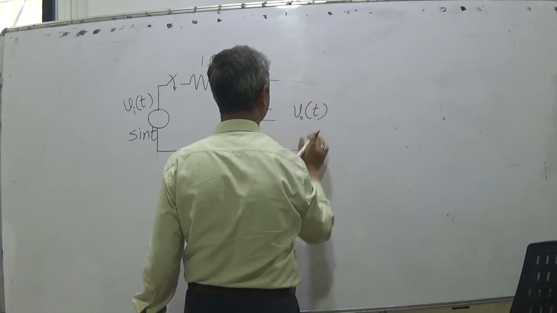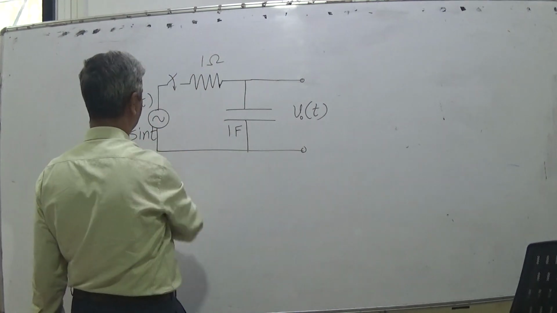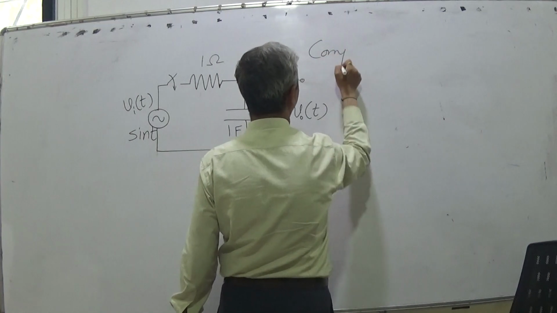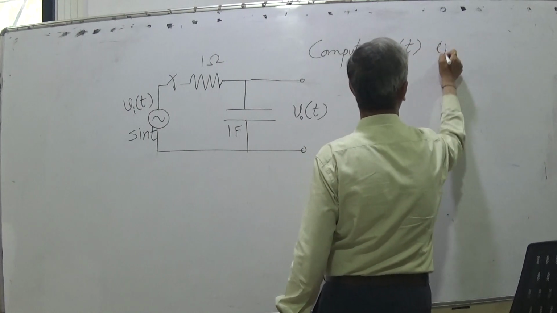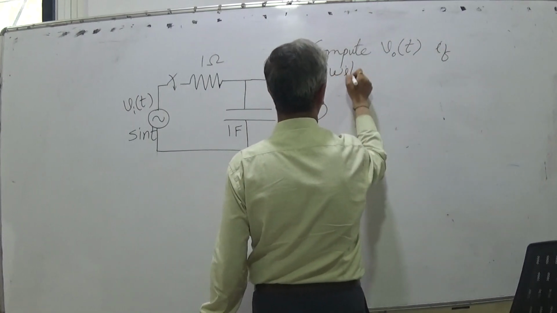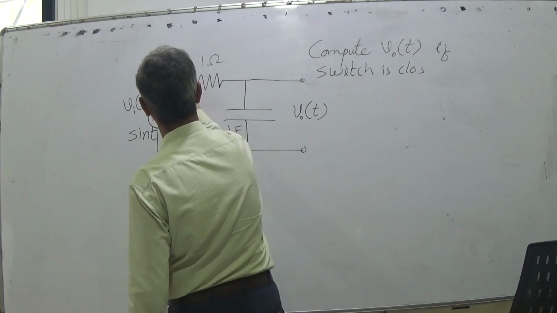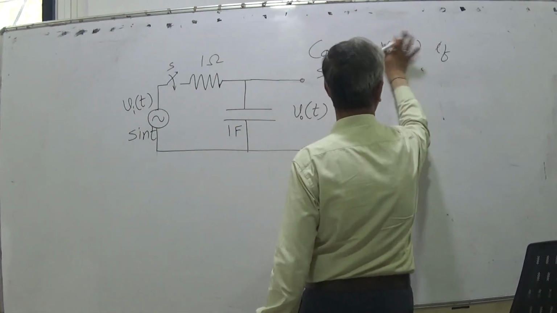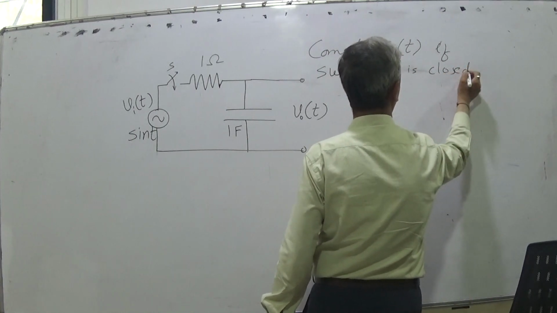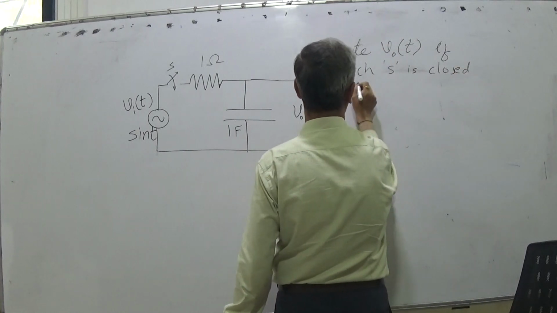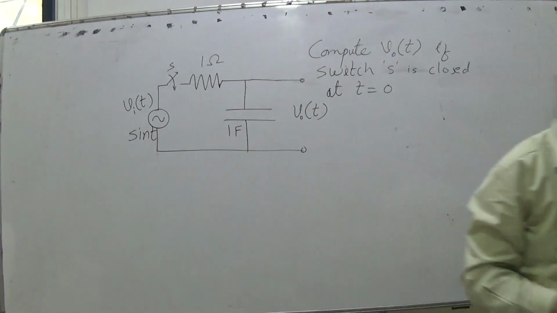The question is, compute V out of t if the switch, which we can name switch S, is closed at t equal to 0. Now what is the problem?